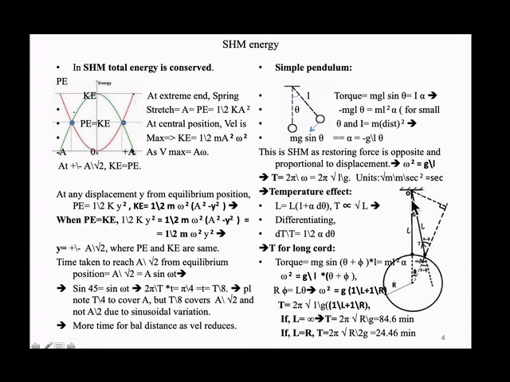So if you see here, L into theta is the arc length. L into theta is equal to R into phi. Both are equated. If I substitute that, omega square is equal to g by L into theta plus phi. R phi is L theta. So it will become g into 1 by L plus 1 by R. The time period is 2 pi by omega, which is 2 pi by root of g into 1 by L plus 1 by R.